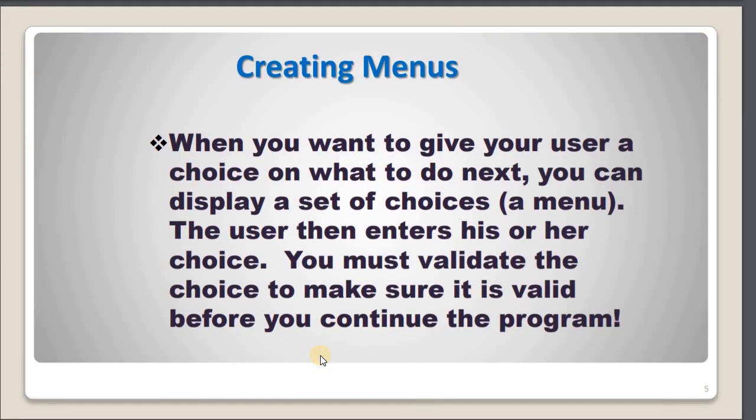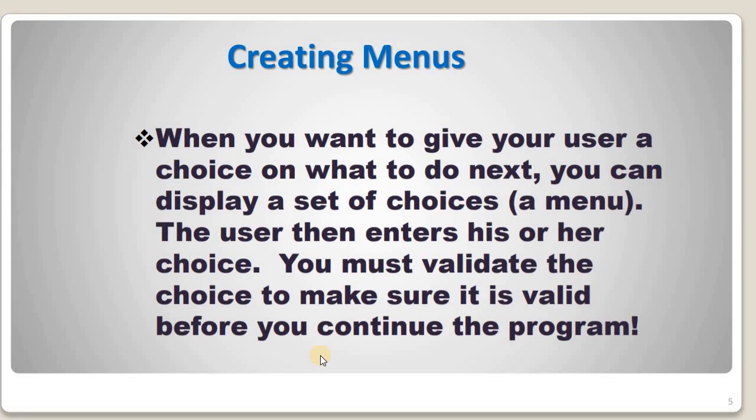After that, we're looking at creating menus. Creating menus, when we want to give our user a choice that these are the following things that my program can do, and by selecting any one of these choices, the program will navigate to the following area. So a menu is a set of choices to display to the user. The user then enters his or her choice. You must validate the choice to make sure it is valid before you continue with the program.